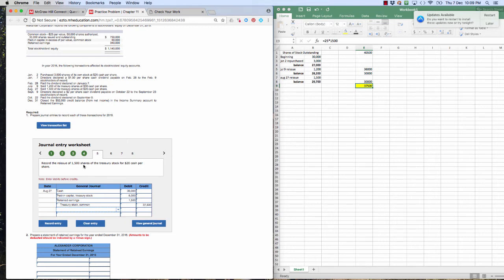We reissued treasury stock for $20 per share, which allowed us to bring in $30,000 in cash. That was less than the book value of that treasury stock, which was $37,500. So to make our debits and credits balance, we had to debit paid-in capital treasury stock for $6,000 to remove that paid-in capital that we had generated in our previous transaction. And then because that still wasn't enough to make up for the shortfall, we had to take $1,500 out of retained earnings.